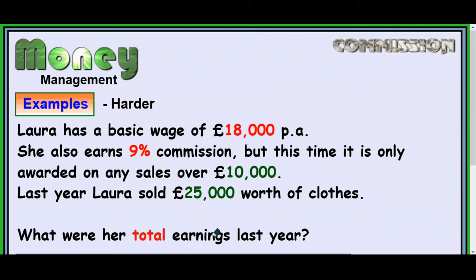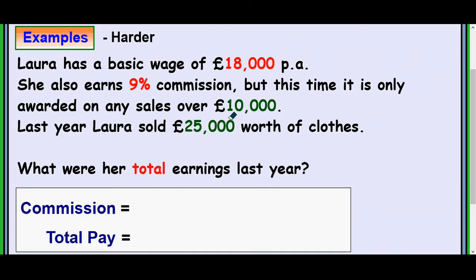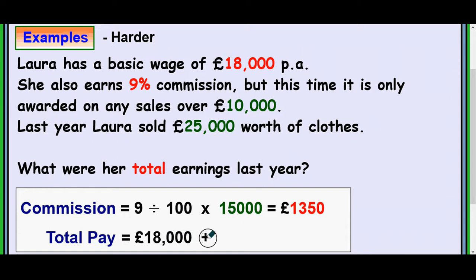What were her total earnings last year? So you've got to work out 9% of what she was getting over £10,000. So that's what we'll do first. So if you think, well, 25,000, take off the first 10,000, so that's 15. So it's 9% of £15,000. That comes to 1,350. But I've got to add on my basic salary. So the total she got was 18,000 plus this new figure, and you get 19,350.